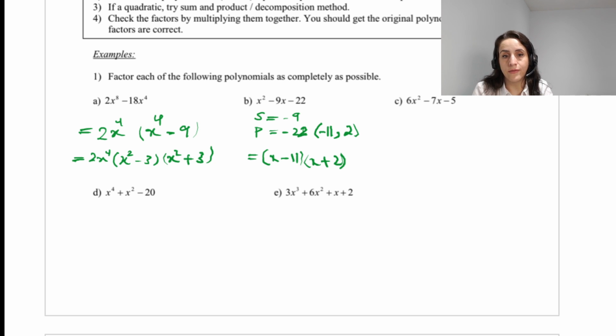A is not 1. If A is not 1, I'm going to use another method, like S and P, and they are going to be different. S is negative 7, but P is going to be negative 30. I'm leaving it here. You try to do it by yourself. Let's see if you can do it.